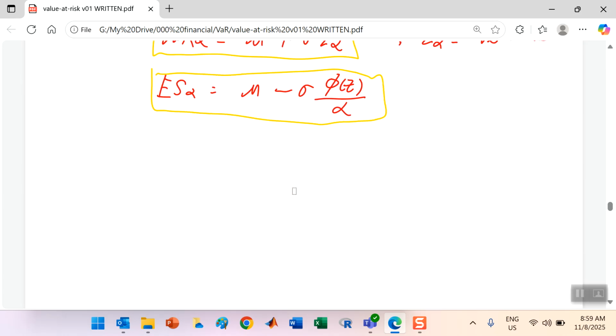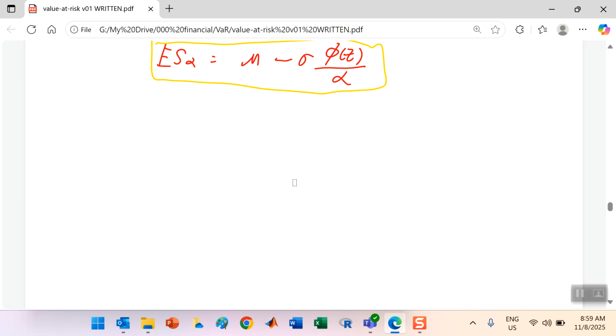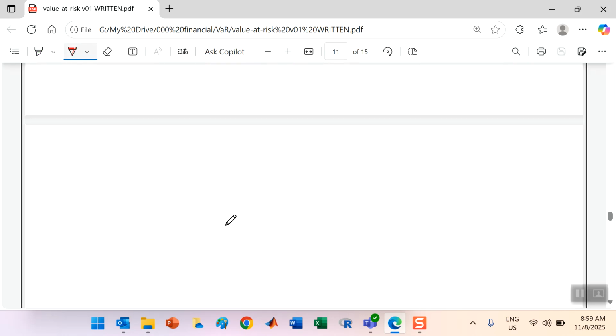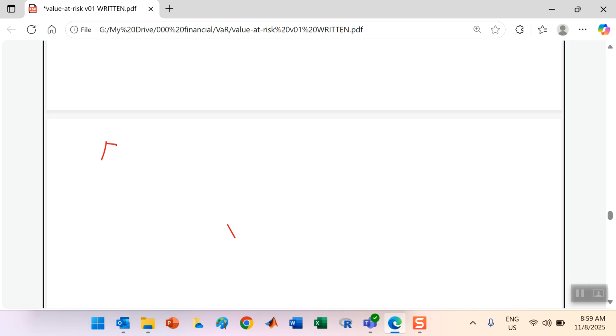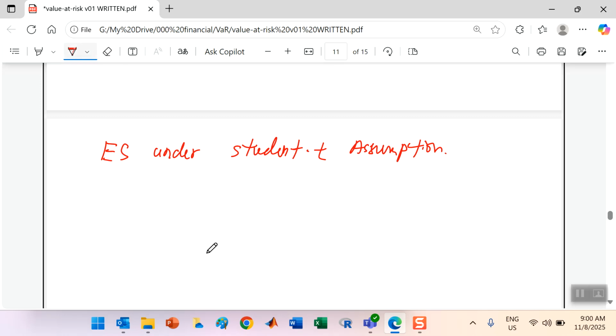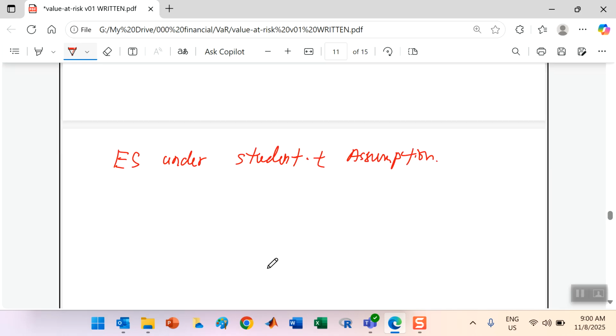So now we're going to discuss what the expected shortfall is under the student T assumption at the level alpha. That is what we want to do. So in this session, we're talking about the expected shortfall under the student T assumption. This is the core content of this particular session.